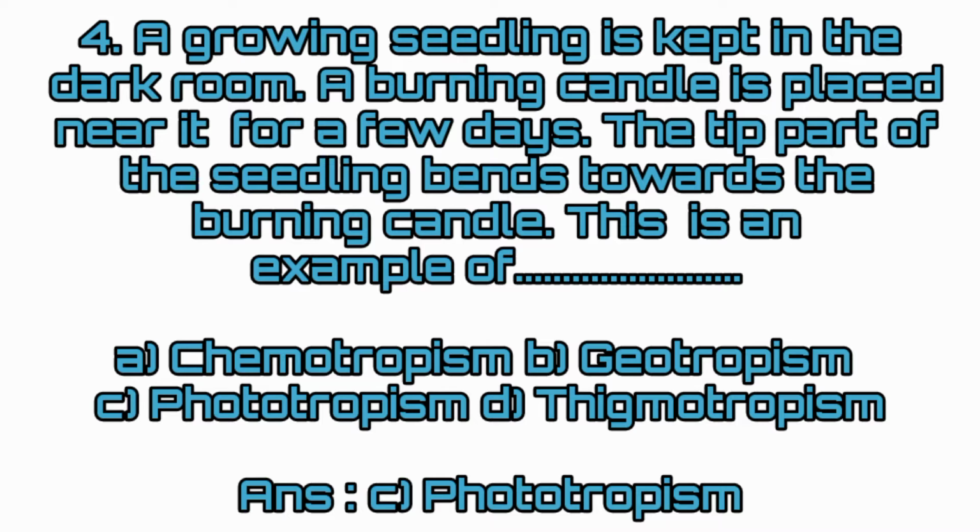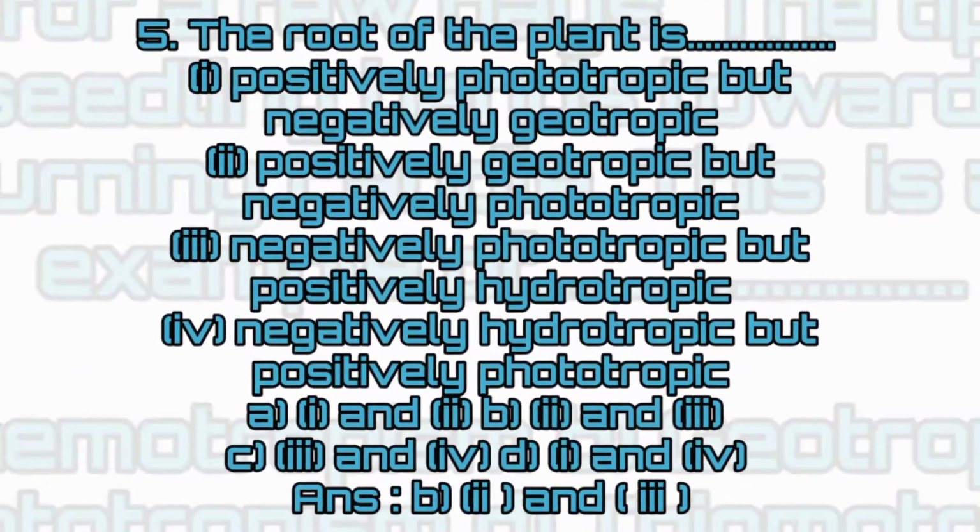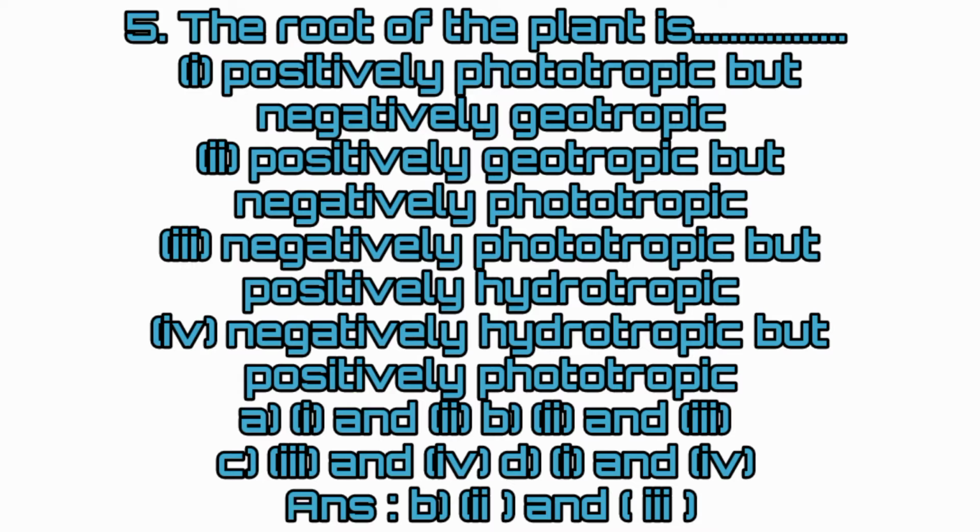A growing seedling is kept in the darkroom. A burning candle is placed near it for a few days. The tip part of the seedling bends towards the burning candle. This is an example of answer C, phototropism.